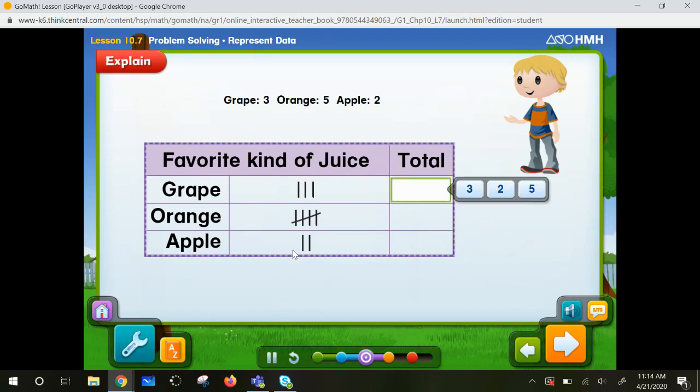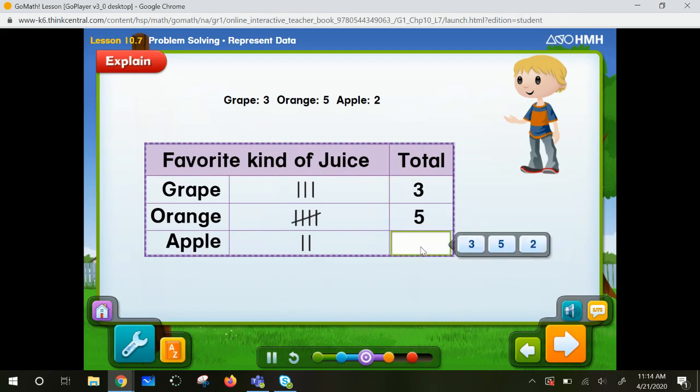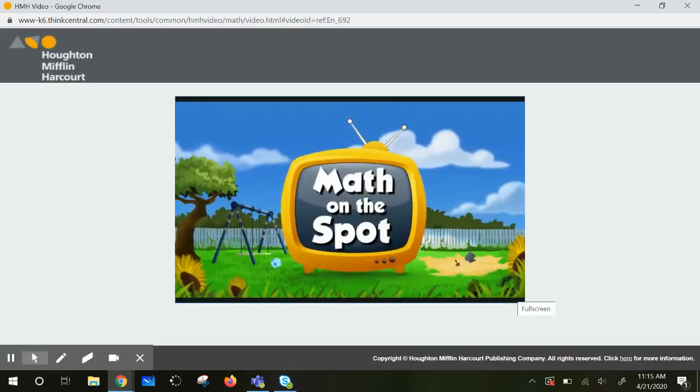Complete the total for grape juice. 1, 2, 3. That's right, there are 3 tally marks, so the total number of children that like grape juice is 3. Now, complete the total for orange juice. Remember, when tally marks look like this, that means 5. That's right, there are 5 children that like orange juice. Complete the total for apple juice. That's right. There are 2 children that like apple juice.